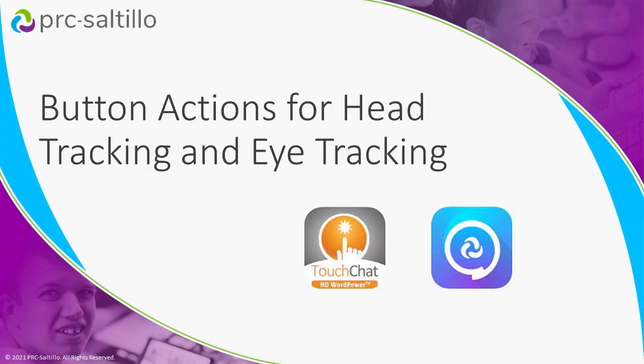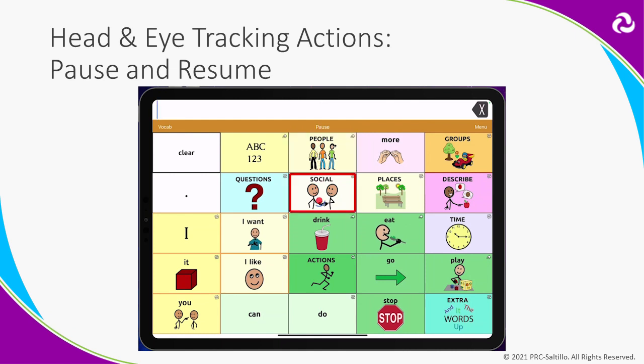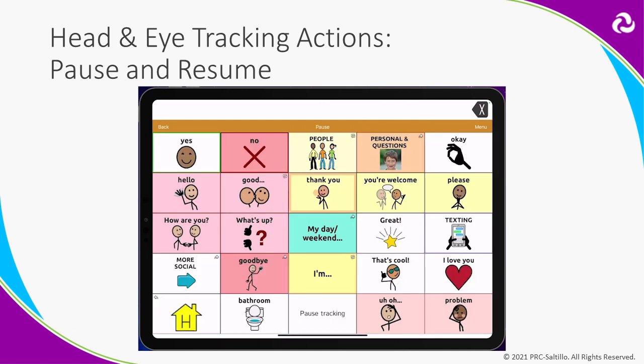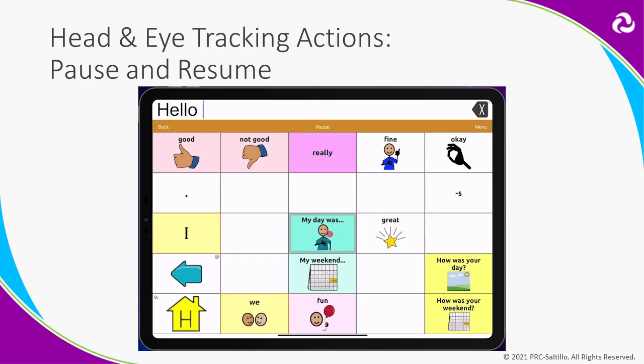If you're using head tracking or eye tracking within Touch Chat or Dialog AAC, new button actions have been added to improve your experience. If you need to pause so the tracker doesn't select a button, you are able to program a button within your vocabulary file to pause and resume head or eye tracking instead of having to use the smaller button in the navigation bar under the speech display bar. You can start tracking again when you're ready.